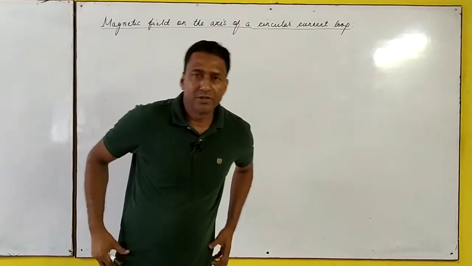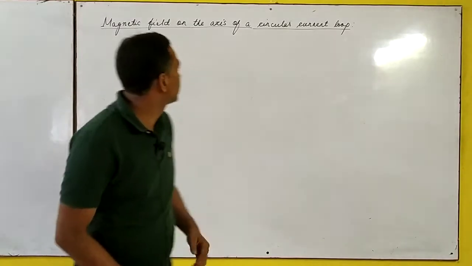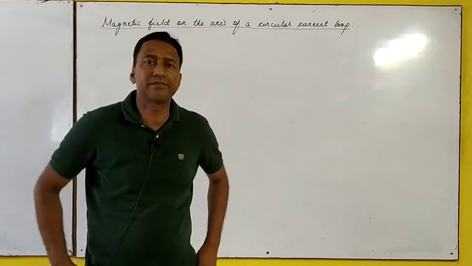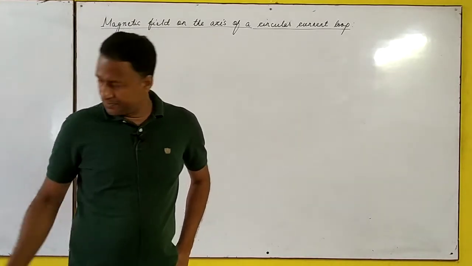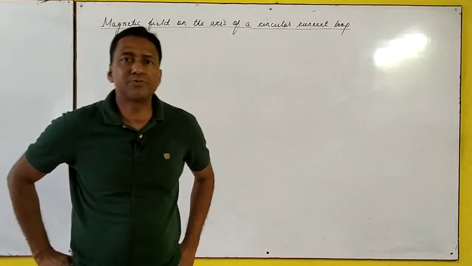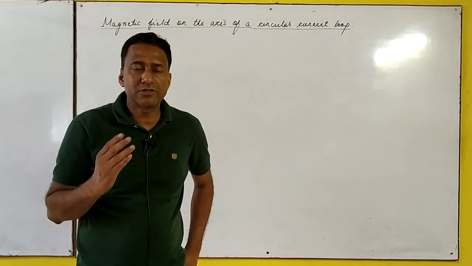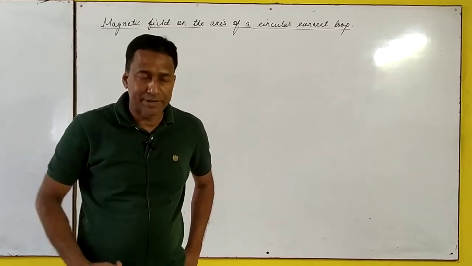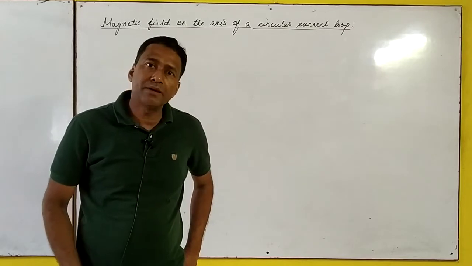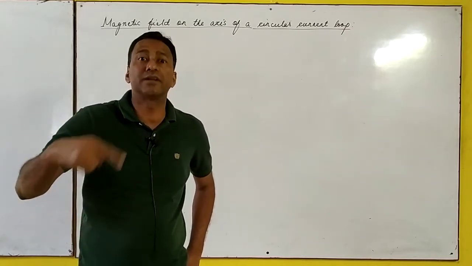Good morning, everyone. So today we will be discussing another important topic, that is the magnetic field on the axis of a circular current loop. In the last class we discussed Biot-Savart's law. I told you Biot-Savart's law only gives us the magnetic field due to a current element. So how can you apply Biot-Savart's law to get the magnetic field due to the entire current carrying conductor?